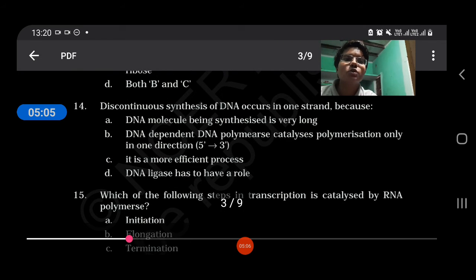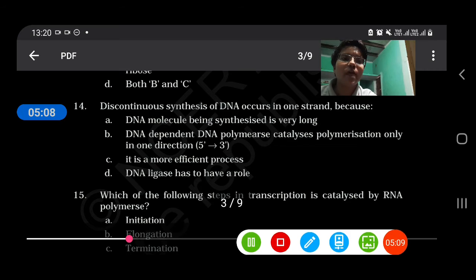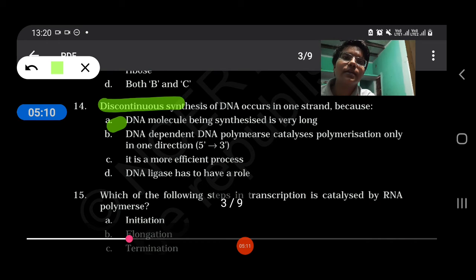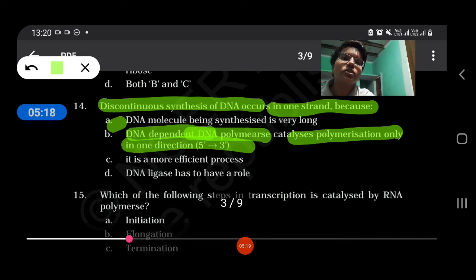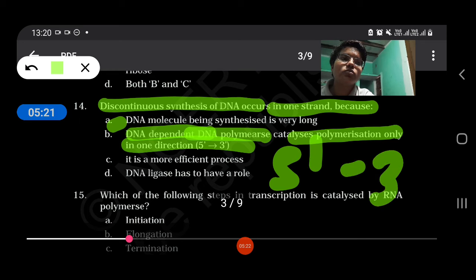Discontinuous synthesis of DNA occurs in one strand because DNA polymerase catalyzes the polymerization only in one direction, that is 5' to 3'.